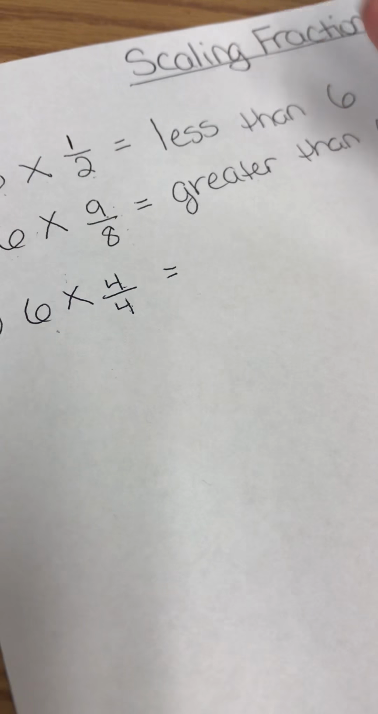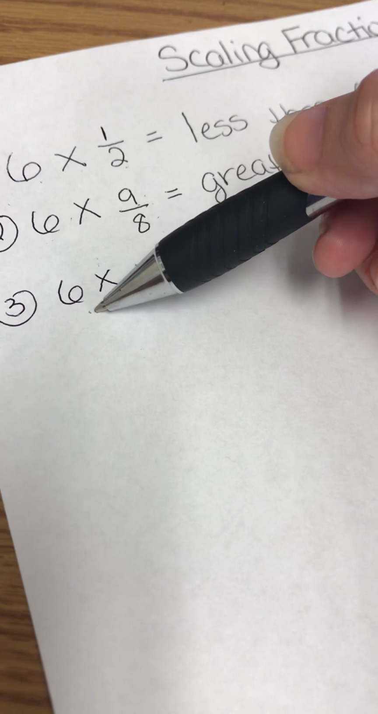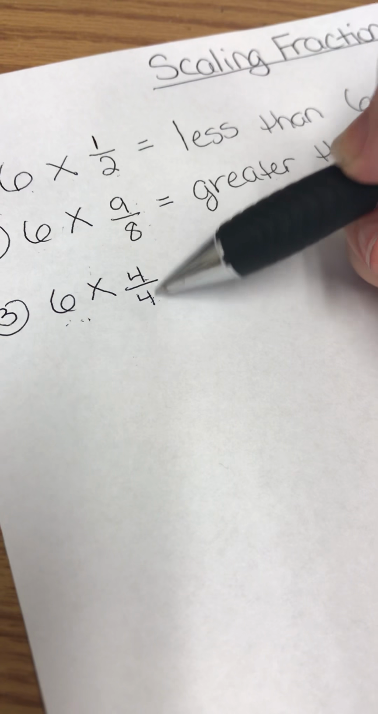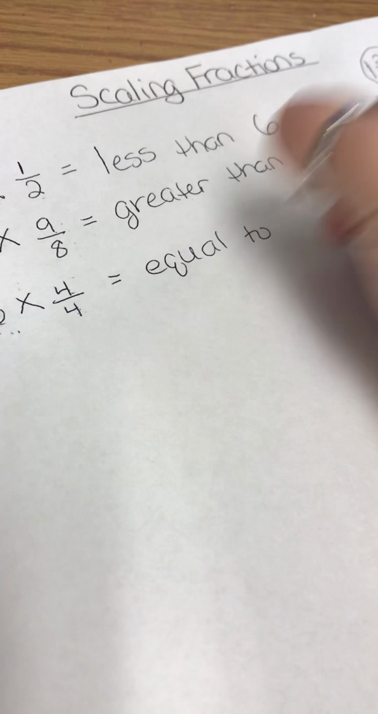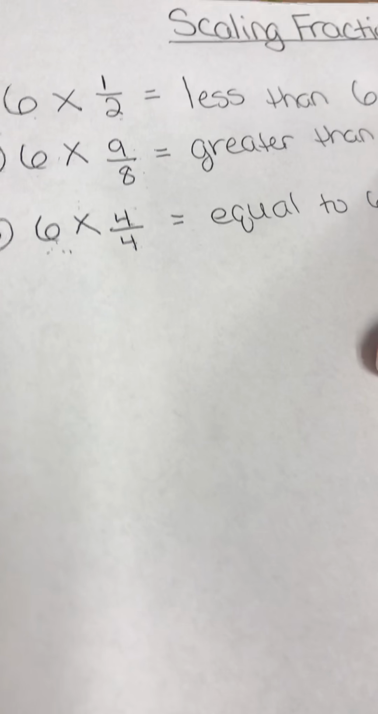And our identity property of multiplication tells us that anything times 1 is the original number. So any number times a fraction equal to 1, we can predict the answer will be equal to the original number. 6 times 1 is equal to 6.